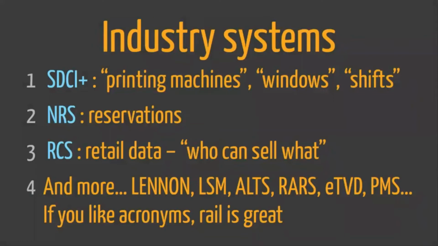And there are other systems for keeping track of seat reservations, what we call NRS, the National Reservation System, and even more systems for determining who can sell what sort of ticket. We've got something called RCS, or the Retail Control Service, which tells us who can sell what.